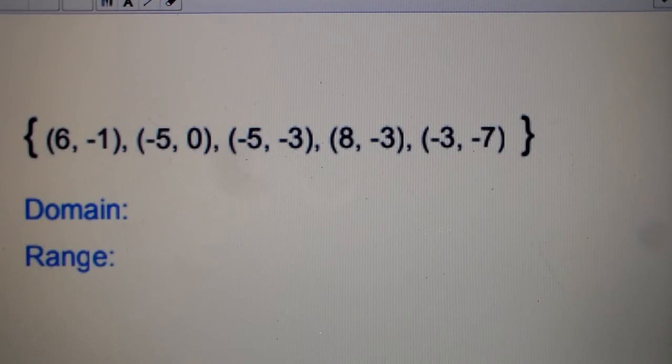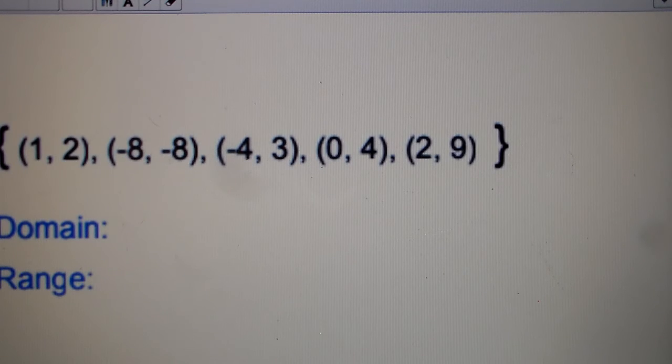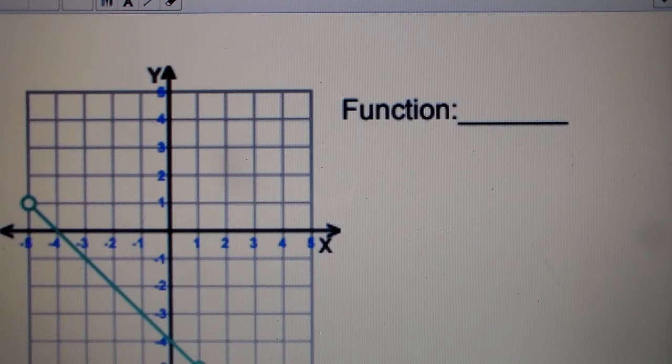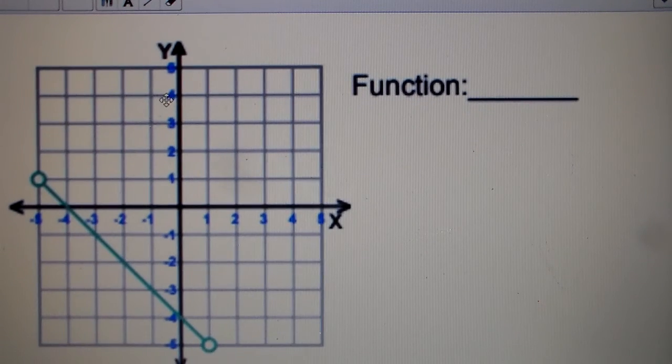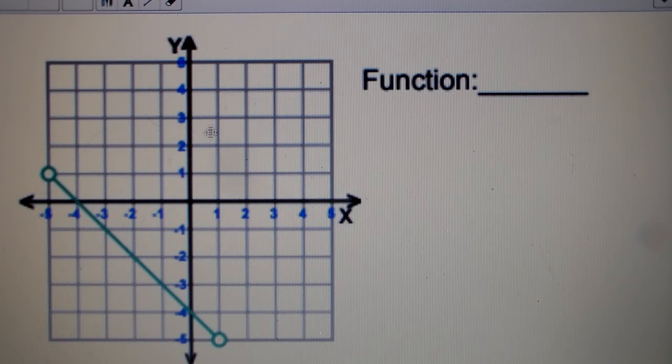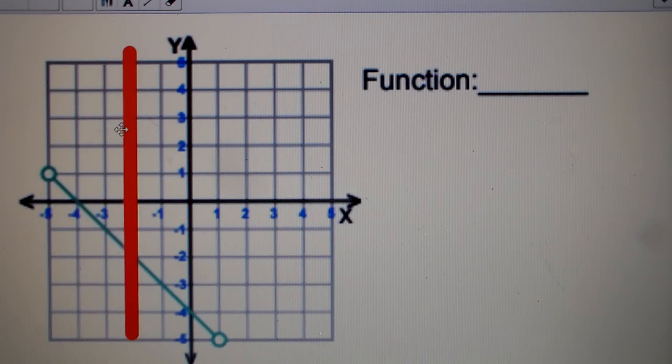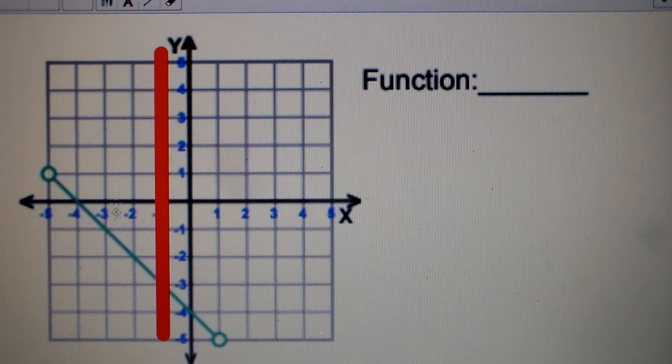Alright, so I can fast forward a little bit. Let's get to here. Our goal here is to determine: is this line that's graphed a function or not a function? Now we could tell if it's a function or not by this test called the vertical line test. That is, if I could draw a vertical line at any place on that graph, whether it be here, here, here, here, that vertical line is going to hit that graph line in only one spot.